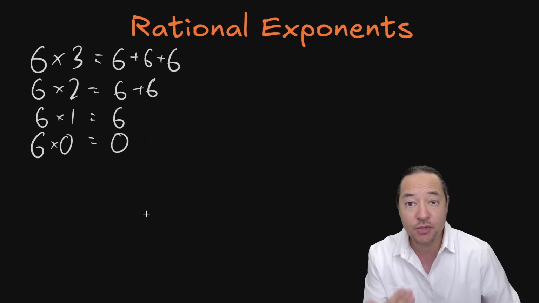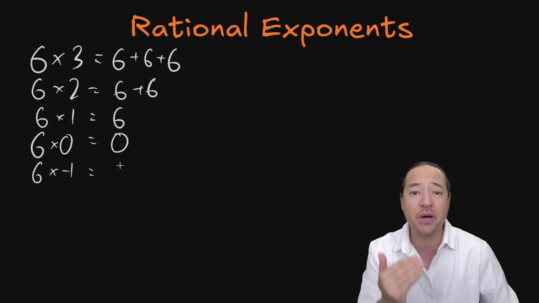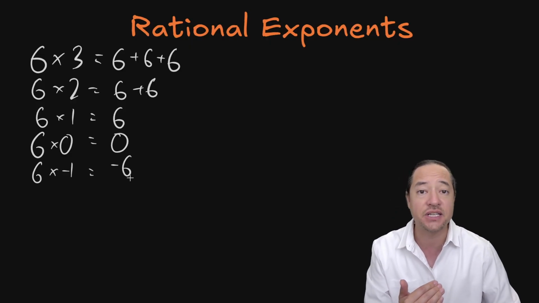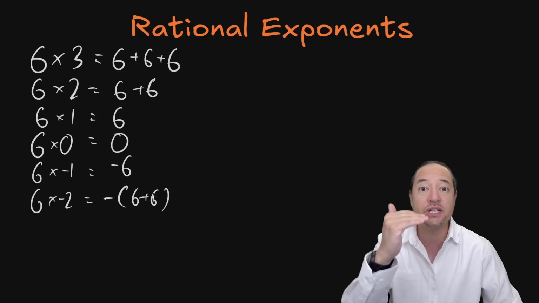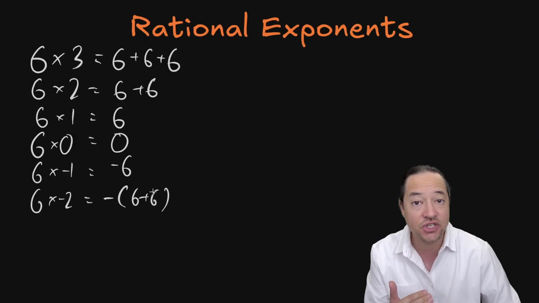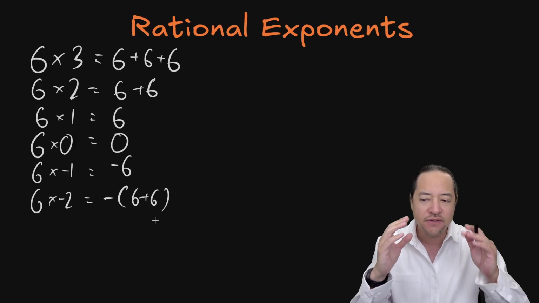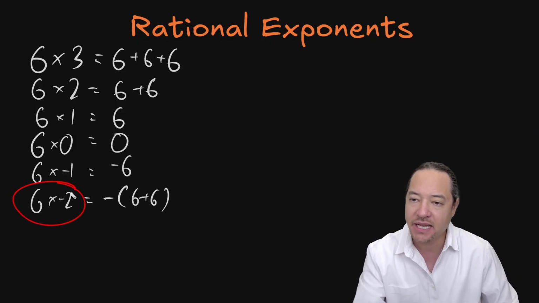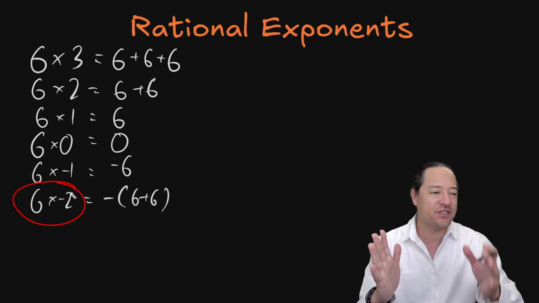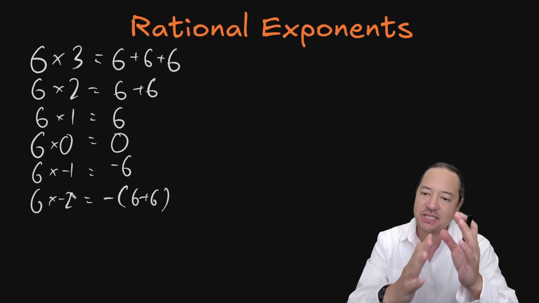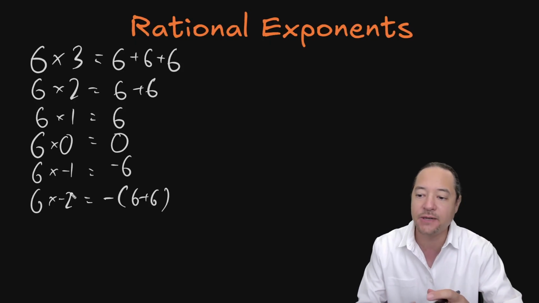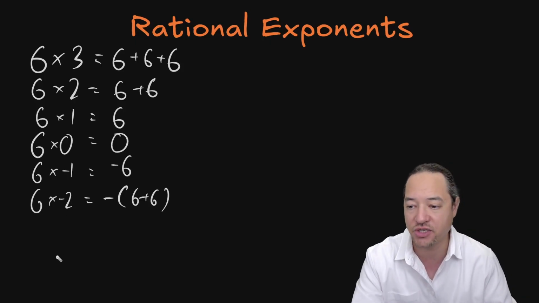And in fact, if you keep going with that pattern, you can figure out that 6 times negative 1, well, you'd have to go down by another 6. You would get a negative 6, right? And 6 times a negative 2, well, that must be a negative 6 plus negative 6, right? And you could keep going. You could extend the definition of multiplication, because if you just think about 6 times negative 2 as 6 added to itself negative 2 times, that doesn't make sense, right? But by extending this definition logically, we can make sense of that operation.